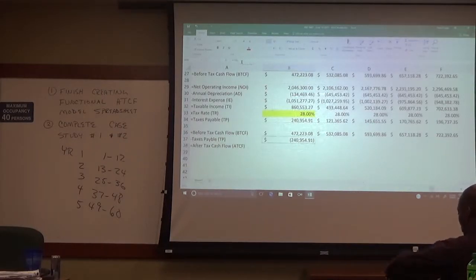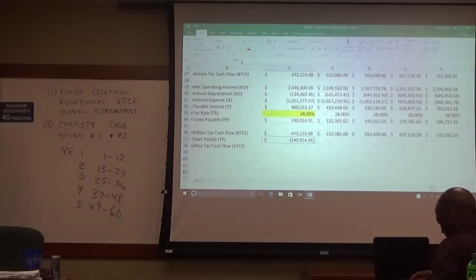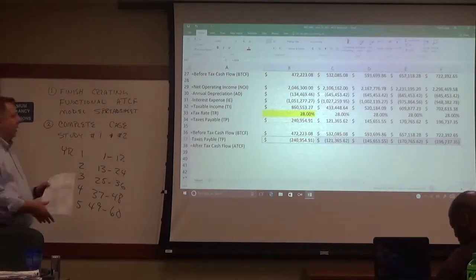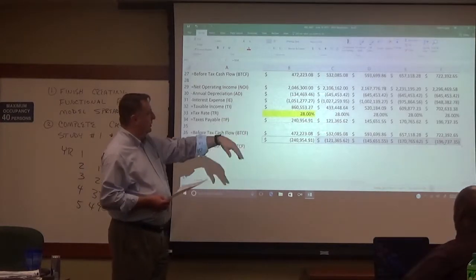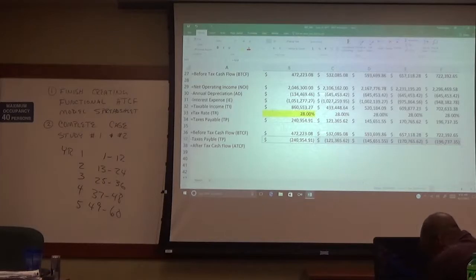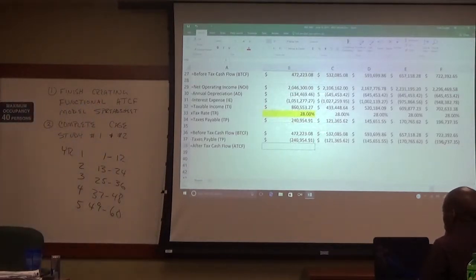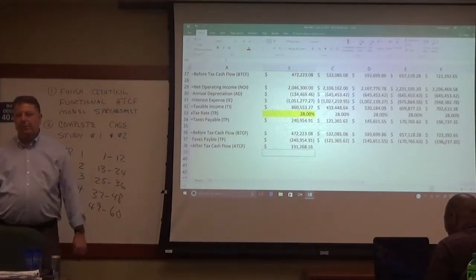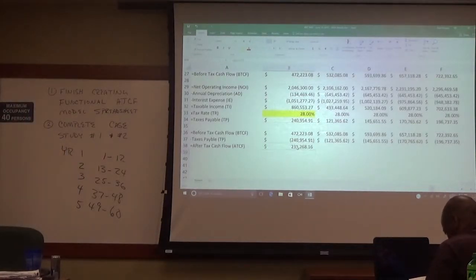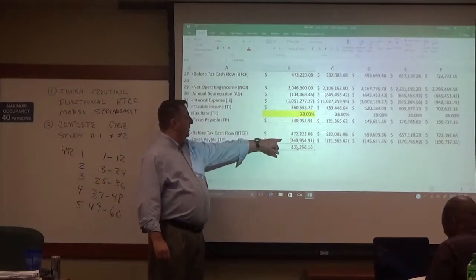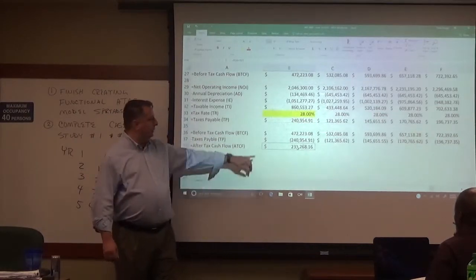Okay? Now, once you've done that, if you want to, go ahead and copy that over. Okay? All right? Make sure, once again, all your numbers are matching. They should. No reason they shouldn't. All the way across. And then now, the after-tax cash flow, all right? Which is simply going to be, as you see here, before tax cash flow minus taxes payable gives us after-tax cash flow. So here, just simply going to be taking the 472, adding it to our negative 240 to give us 231, 268, 16. Okay, once again, this plus this gives us this, okay? Because it's a negative number.